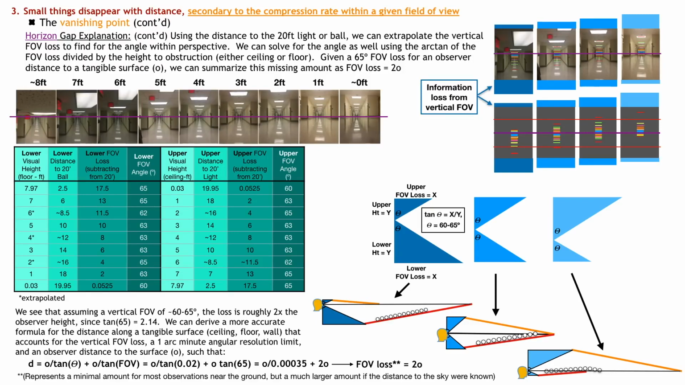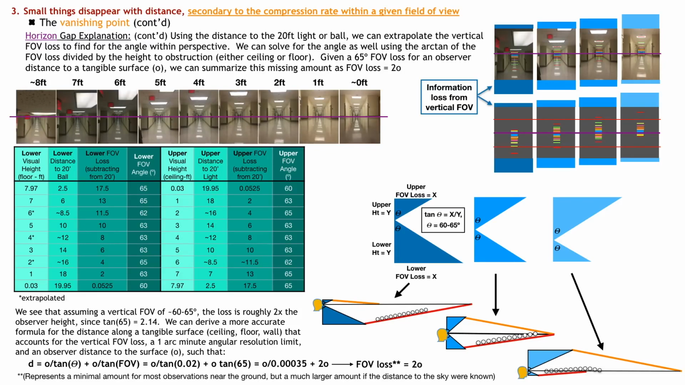And so when you do this, you can calculate out the angle using trigonometry. And so what I came to was it averages out to that roughly 65-degree, maybe 63-degree angle between all these various heights. And then when you do the math on this, since tangent of 65 degrees is 2.14, we can derive that essentially the field of view loss, within at least the iPhone 6s, is roughly equal to 2 times the observer height. And so feel free to look at that in more detail if you'd like.